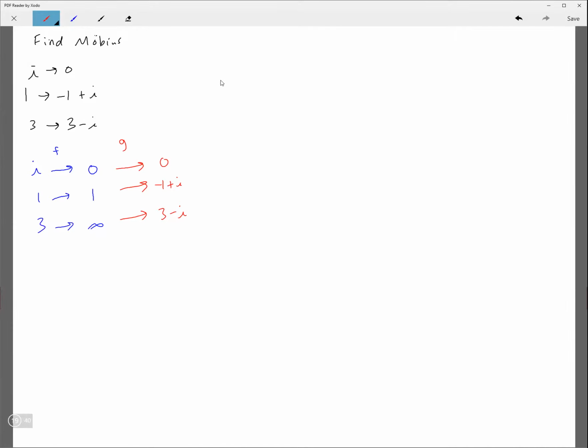Okay, another way to look at this. So hold on, let me get this straight. G inverse, so this is G. G inverse will map 0 to 0, negative 1 plus I to 1, and 3 minus I to infinity. So 0 and infinity, okay, I don't need to look at this one. We've got 3 points mapping to 0, 1, and infinity. Here we have 3 points mapping to 0, 1, and infinity.